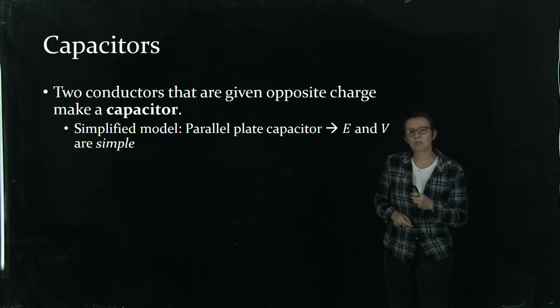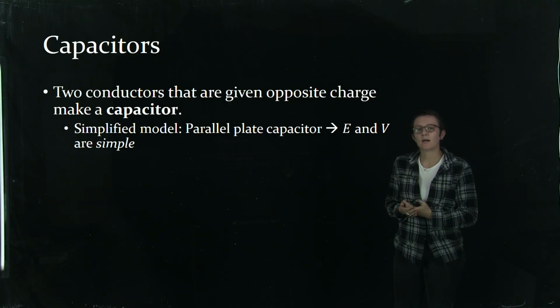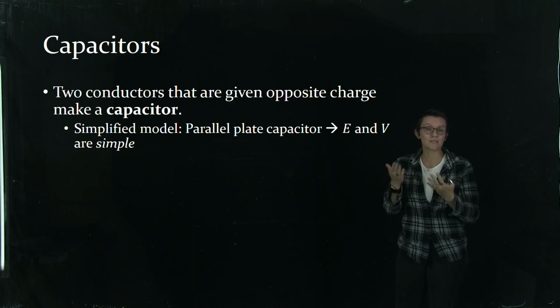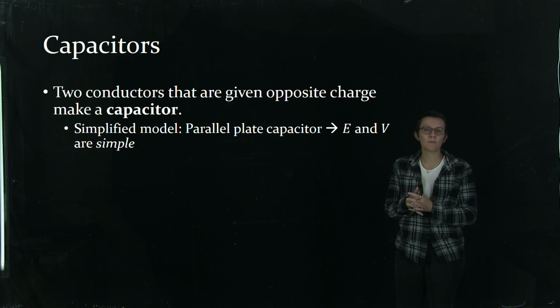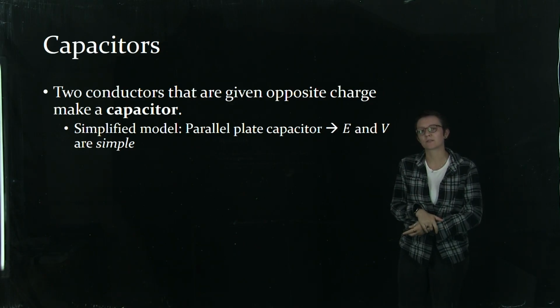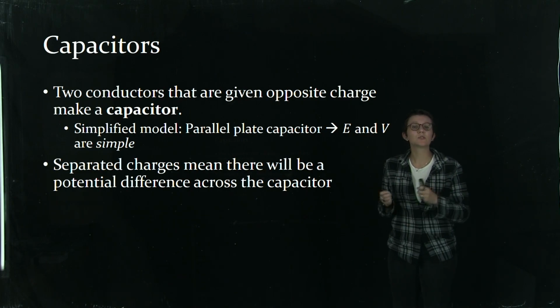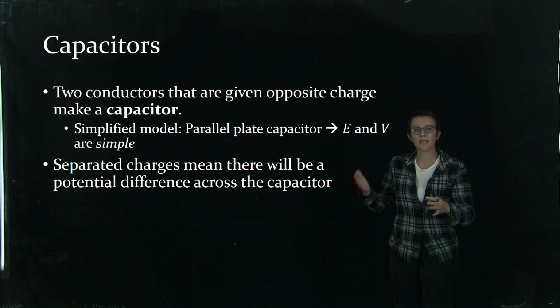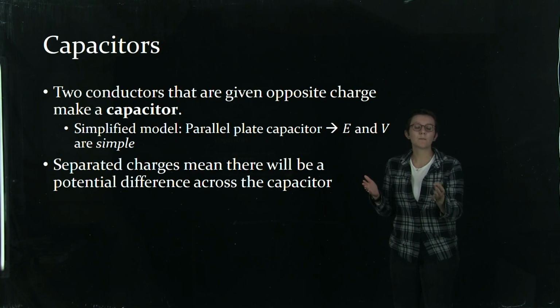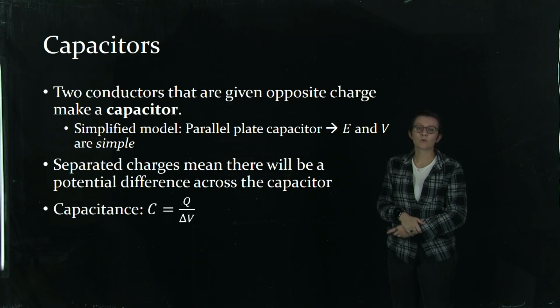We are going to be really looking at the simplified model of a capacitor, which is called a parallel plate capacitor. The reason why is because E and V are simple for this type of model. It can get complicated really quickly depending on your geometry, so we're going to stick with a parallel plate capacitor for now. As long as you have separated charges, that means you will have a potential difference across the capacitor. If you've got positive charges over here and negative charges over here, you'll have some potential difference between those two plates.